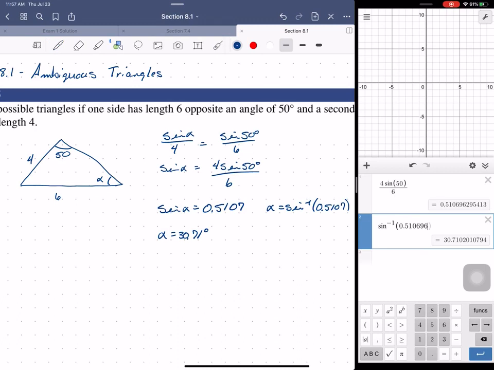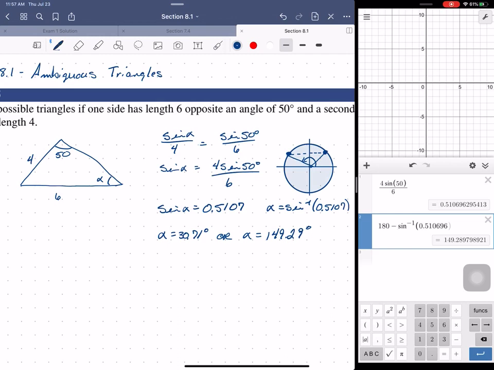But now remember that 30.71 is not the only angle that has that same sine, right? Because we've got another point over here that has the same y-coordinate, which means that this angle has the same sine. Or alpha equals 180 minus that, which is 149.29. Now, this might not be a possible solution.